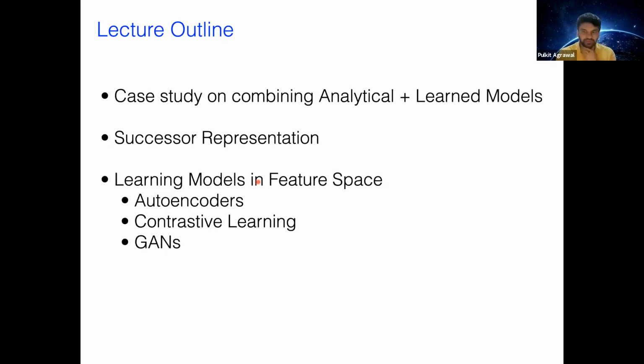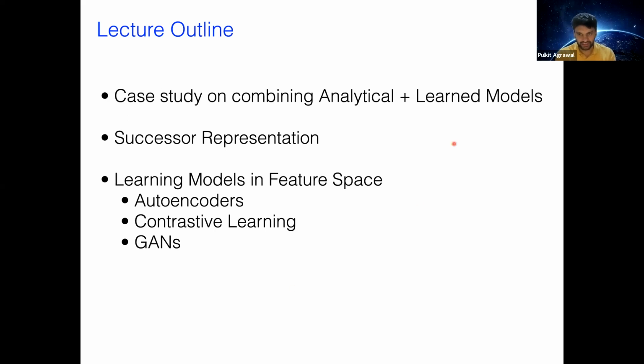Okay, so today, we'll be looking at the case study of combining analytical plus learned models. We'll spend some time on specific features, and then we'll look at learning models, but now in feature space. For example, with autoencoders, we'll look at contrastive learning, and very briefly look at GANs because these would be useful for some of the inverse reinforcement learning stuff that we left earlier.